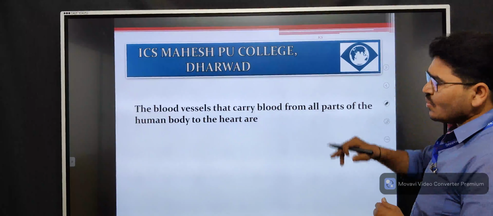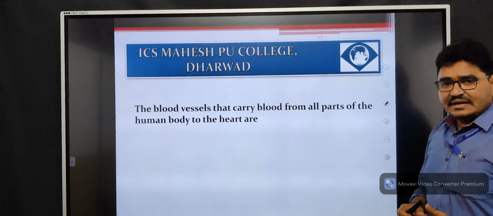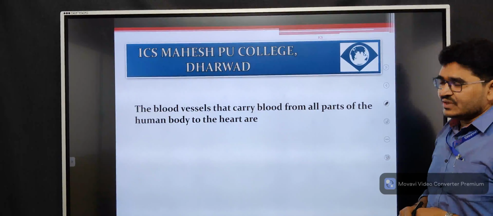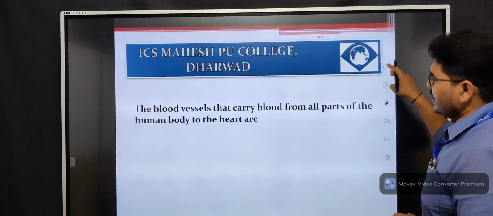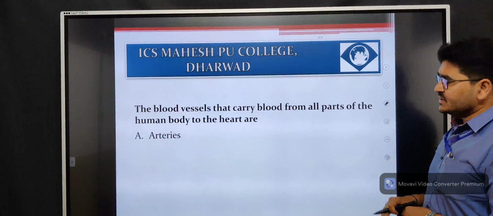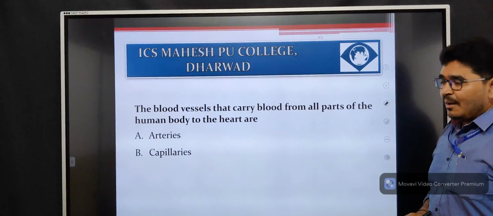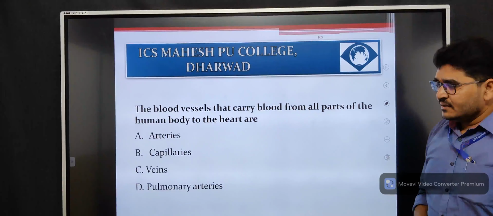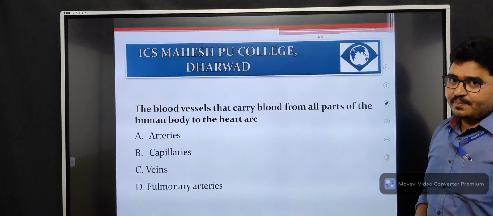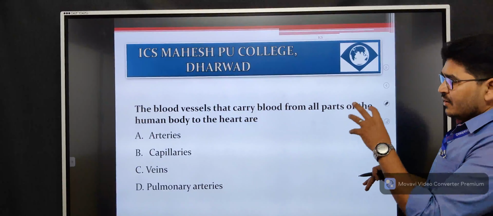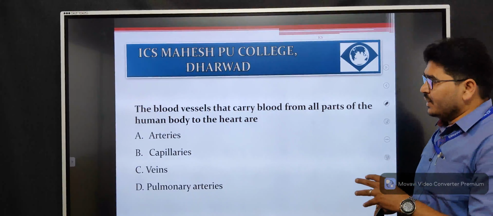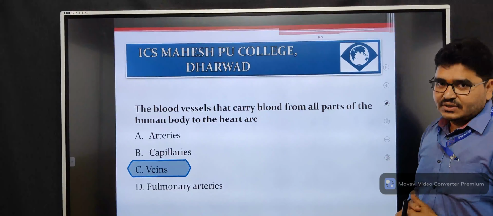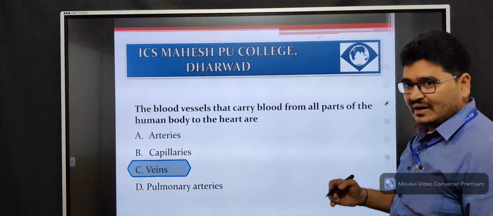Next, the blood vessels that carry blood from all parts of the human body to the heart are: A, arteries. B, capillaries. C, veins. And D, pulmonary arteries. So they are expecting you to identify which vessel carries the blood to the heart. So the right option is veins. When we go for the descriptive part, I will explain.